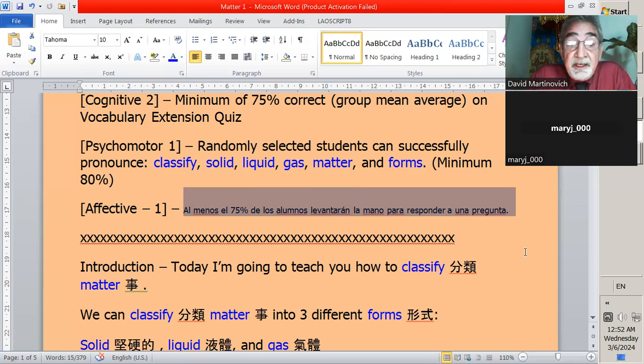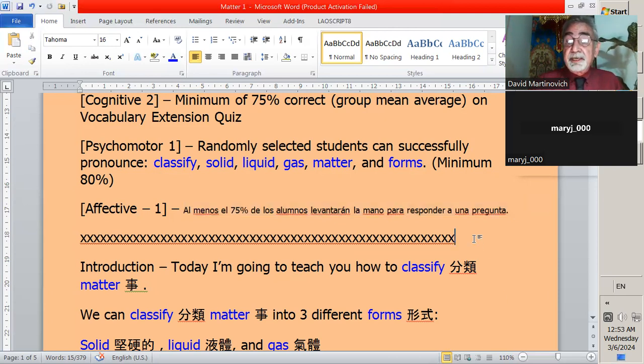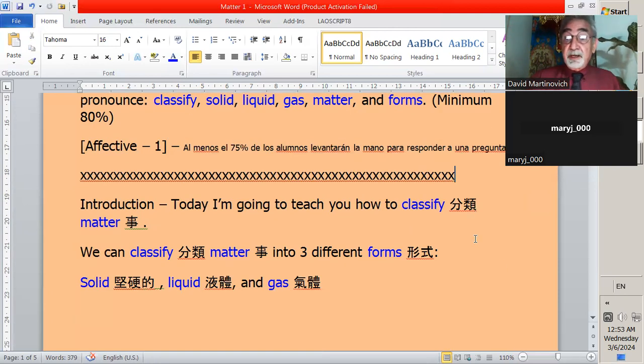So the affective objective is at least 75% of the students will raise their hand to respond to a question, as opposed to students who just sit there like this. When they sit like this, then I know they're not interested in the class. I have to find a way to make it more interesting. So now I'll begin the imaginary lesson with my imaginary students.